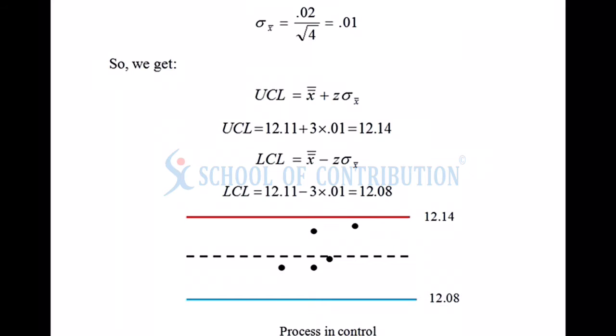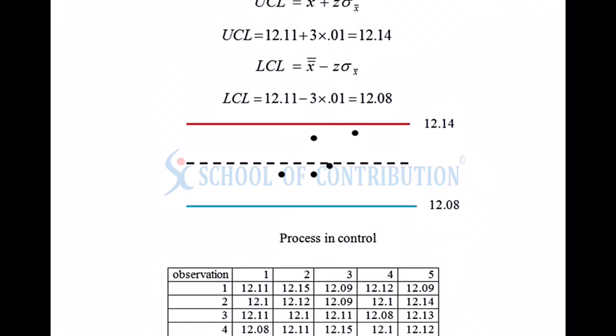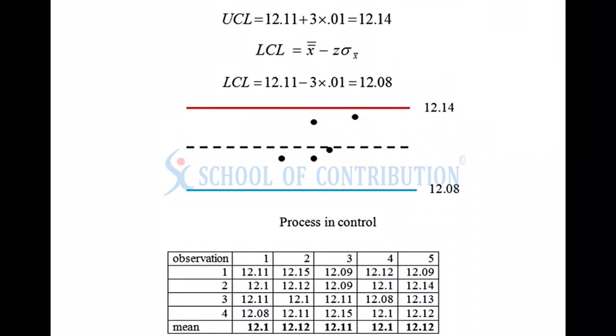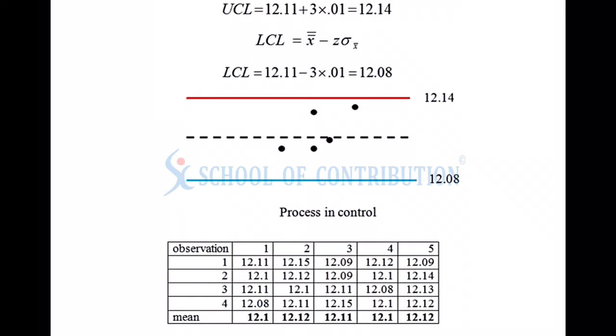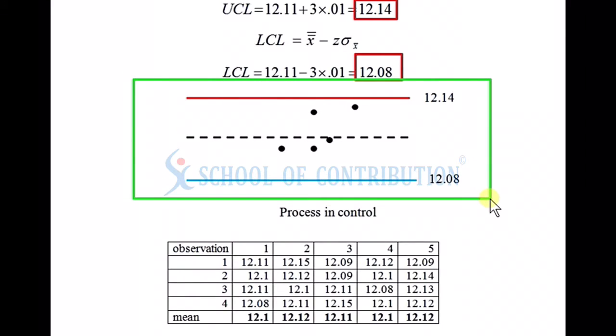Now we can use these control limits to determine whether the process is in control or not. Using these control limits, 12.14 and 12.08, we can draw the following picture. This is the picture that we draw. We refer to this upper straight line as the upper control limit. This lower straight horizontal line is called the lower control limit.